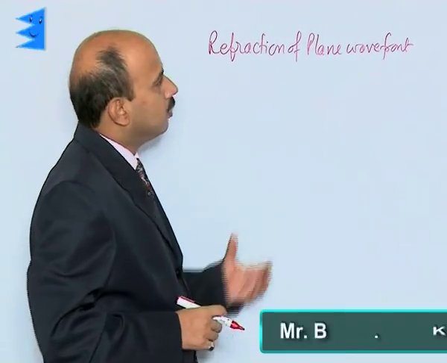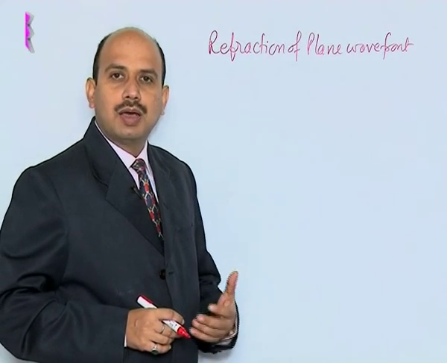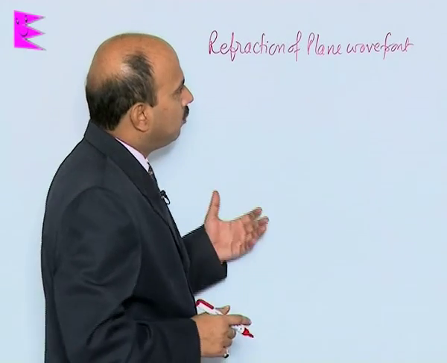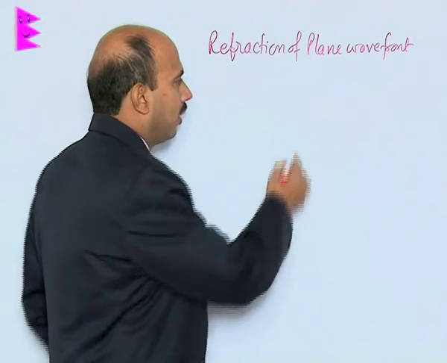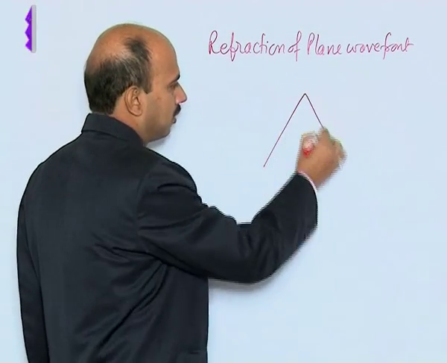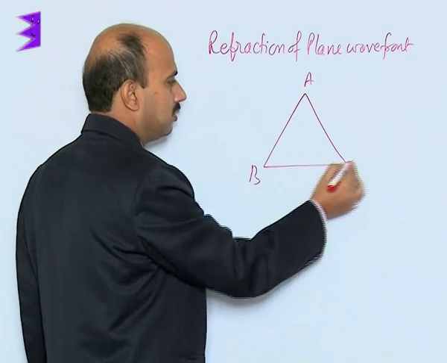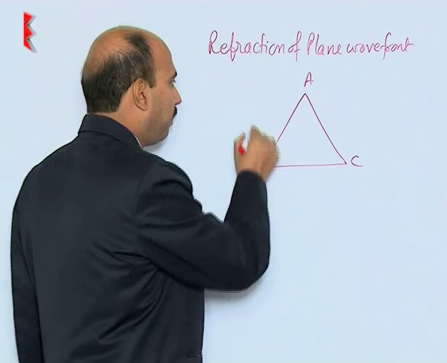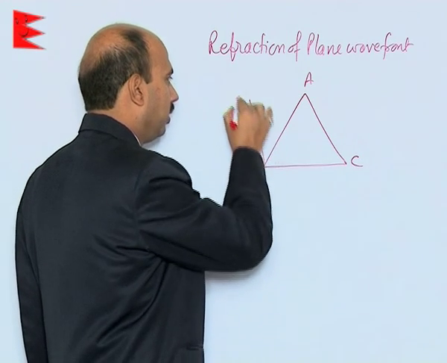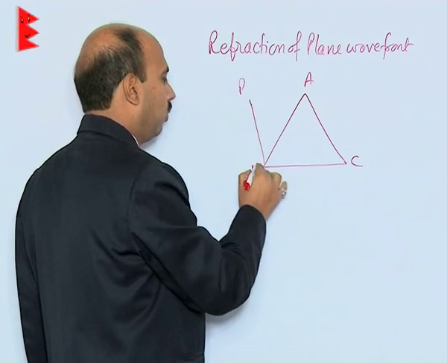Now see a refraction of plane wavefront by prism, by lens and by concave mirror. Suppose first we take a prism. The prism is like this, that is a triangular base I have taken. This is A, B and C. Suppose a plane wavefront incident over here, that is your P and Q.